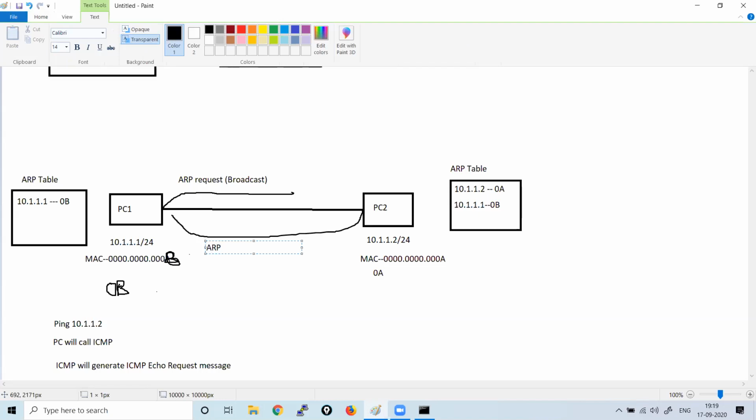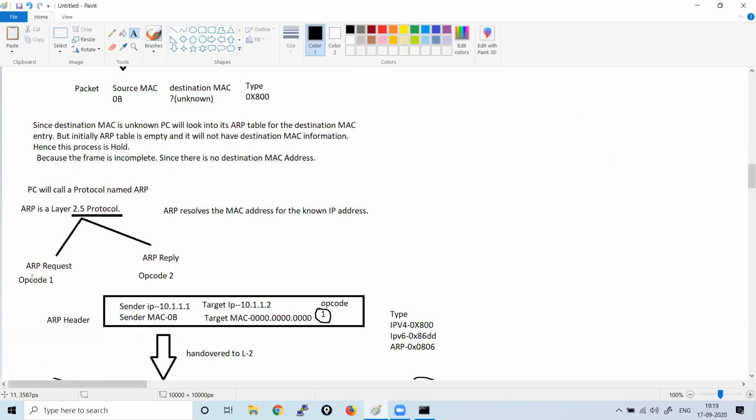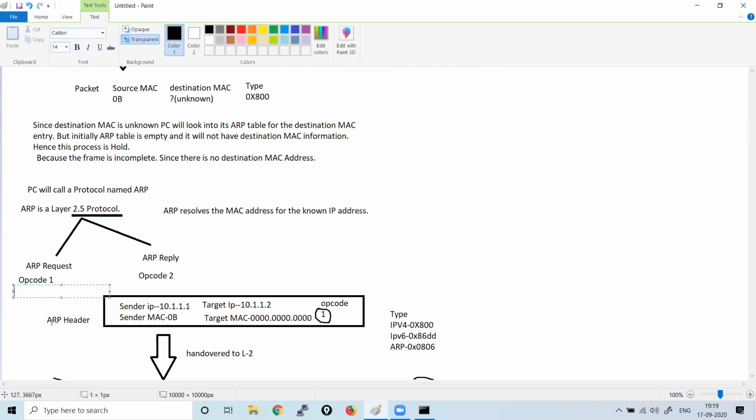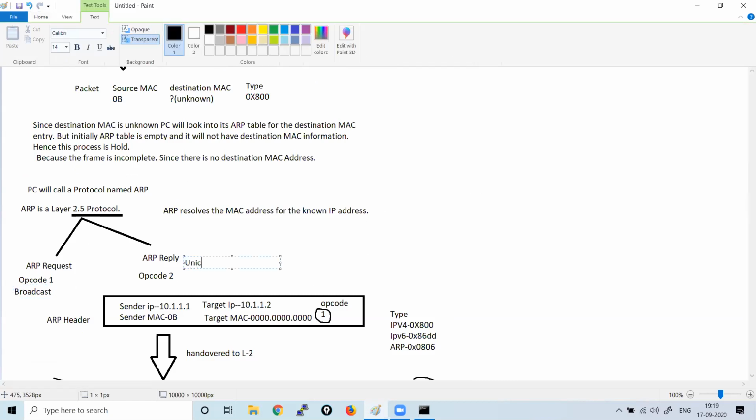The reason why it is unicast is because it doesn't have any broadcast address in Layer 2. Correct. Am I clear now? So always the ARP request is what? ARP request is broadcast. Hope you know the reason why it is broadcast. Now, ARP reply is unicast. Hope you know the reason why it is unicast.